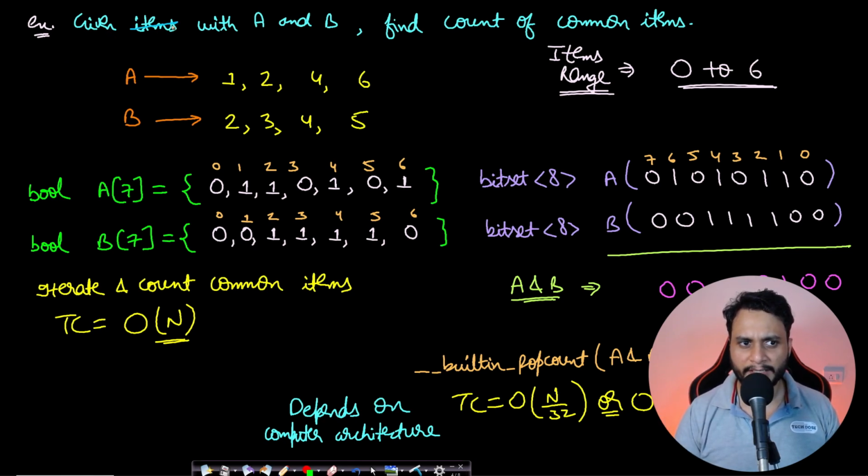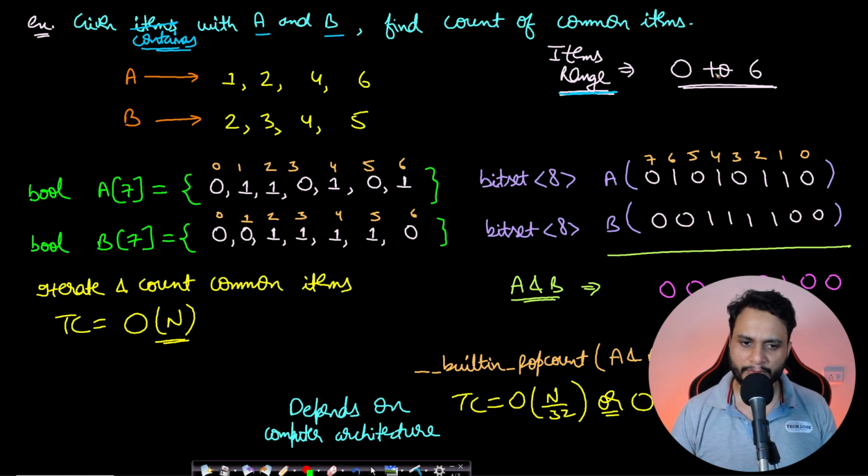Let's say we are given 2 containers, A and B, and we need to find the count of common items. Container A has 1, 2, 4, 6, and container B has 2, 3, 4, 5, and we have to find the common items. Let's assume the constraint says the items are in the range of 0 to n, or 0 to n minus 1.